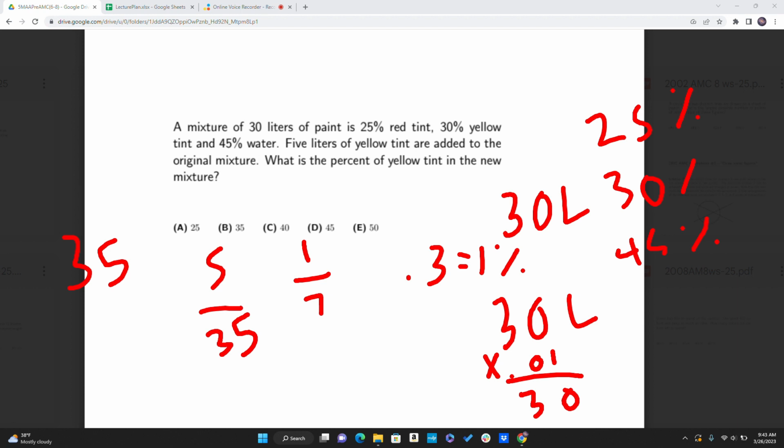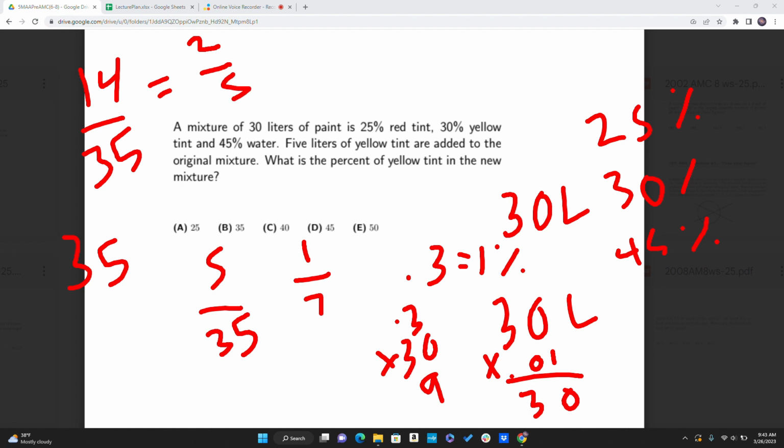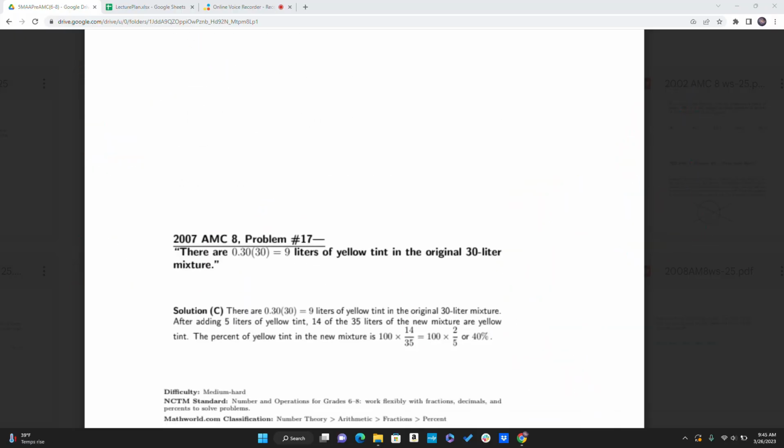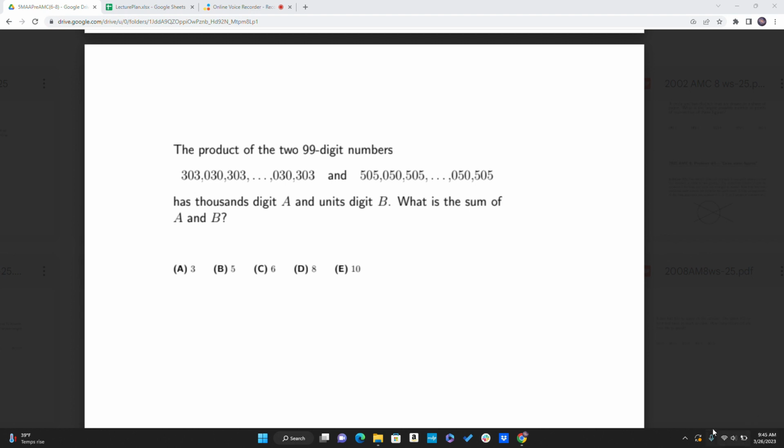Okay, and before we had 30% yellow. So remember 30%, we had our 1%, which is 0.3, times 30, that's 9 liters of yellow, plus 5, our 5 new liters of yellow. We've got 14 out of 35 is yellow. 14 over 35, that's the same as 2 over 5. 2/5 is 40% yellow.